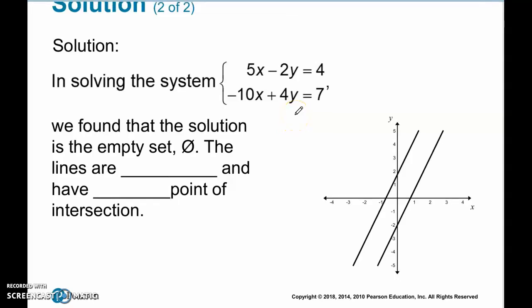Now, what if you were to graph it, what does it look like? It looks like this. So they drew it over here for you. The lines, it's the empty set. You see that notation here. The lines will be parallel, and there will be no point of intersection.